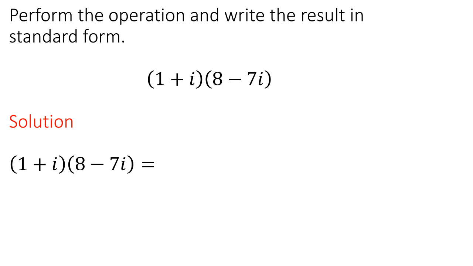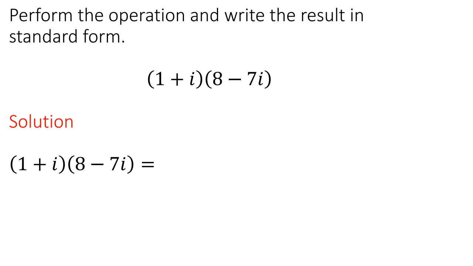Let's perform this operation. Now we're not adding or subtracting complex numbers. Now they want us to multiply these two complex numbers. So again, this shouldn't be any different than if we had regular numbers. In order to do this multiplication, we have to do FOIL. Let's go ahead and do FOIL, and then we're going to simplify it into our standard complex form.